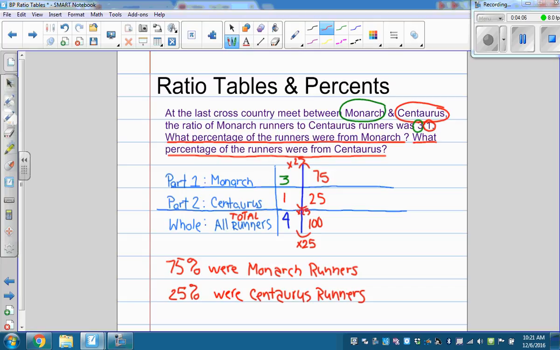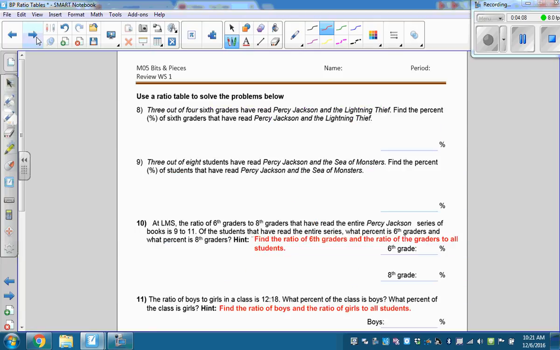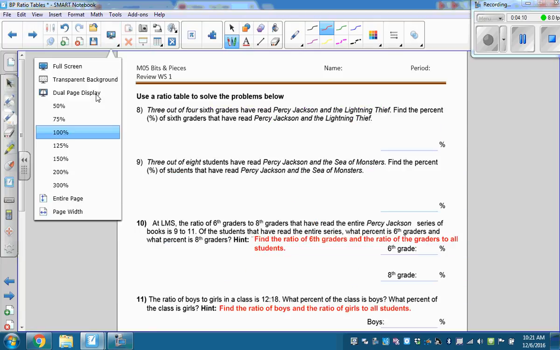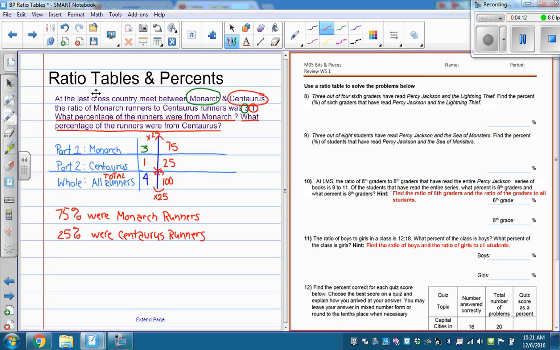We're going to practice this on these homework problems whenever we have two populations. So here on this review worksheet, we're going to look at problems 8, 9, 10, and 11. And every time we read the problem, we're going to decide if there's more than one population or just one population.